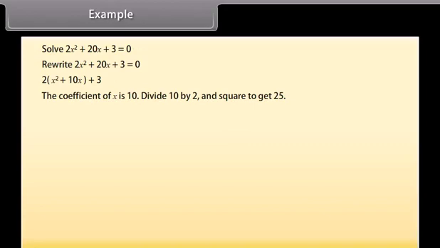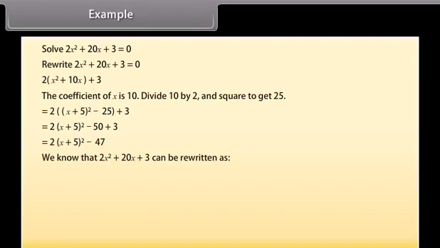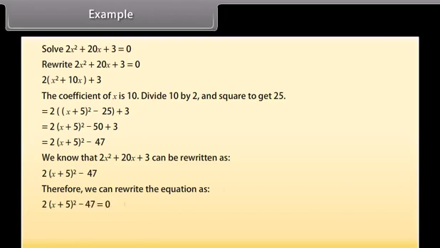Divide 10 by 2 and square to get 25. So it is 2[(x + 5)² − 25] + 3, which equals 2(x + 5)² − 50 + 3, which equals 2(x + 5)² − 47. We know that 2x² + 20x + 3 can be written as 2(x + 5)² − 47. Therefore, we can rewrite the equation as 2(x + 5)² − 47 = 0.